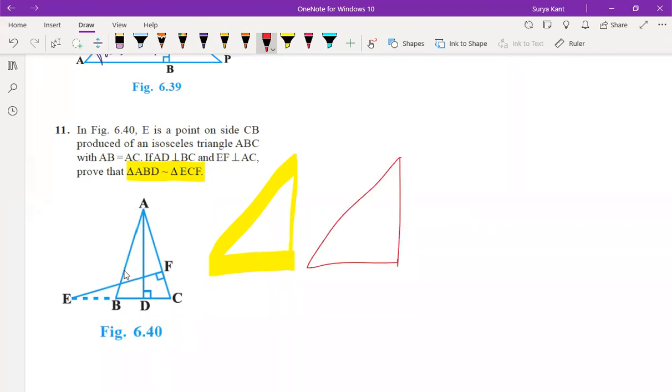So this is ABD. You write ECF. D and F, these are 90 degrees, right? Next, angle A, angle B, and angle C. These are isosceles triangles, right?